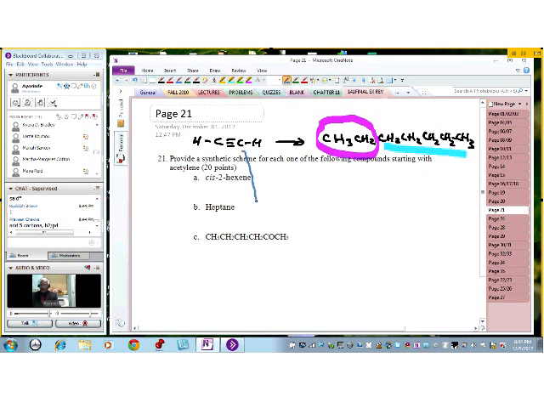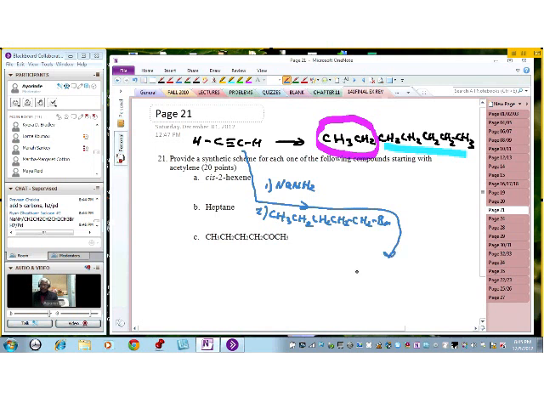Okay, so let us do that. So we start with step one, sodium amide. Step two, the alkylating agent, bromopentane. And so that gives us this here. That will give us this here.